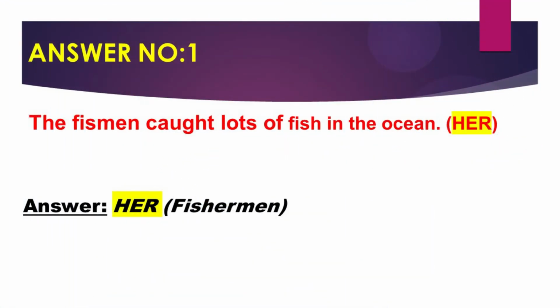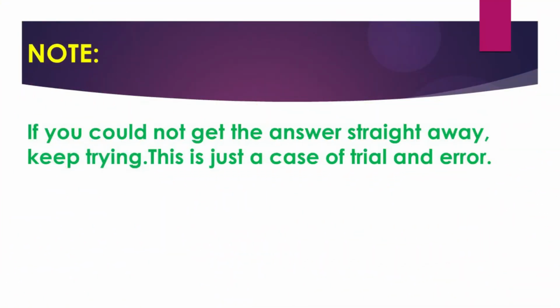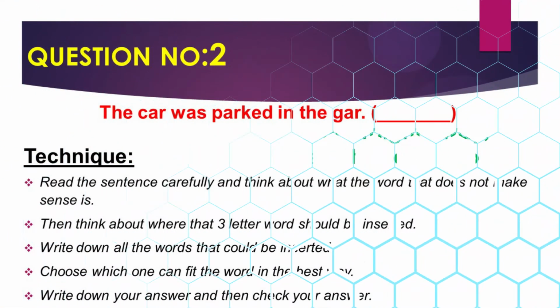Write down your answer and then check it. The answer is her, as we have just worked out. If you put her into fishman, it equals fisherman, which is the correct answer. Just a quick note, if you cannot get the answer straight away, keep trying. This is just a case of trial and error.